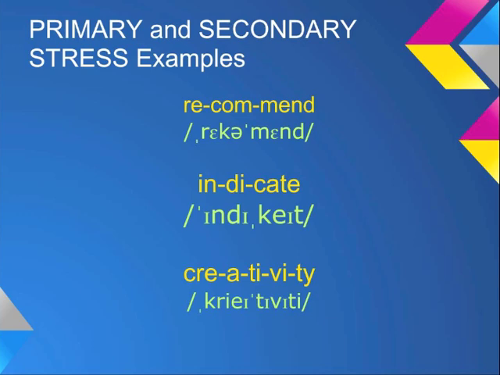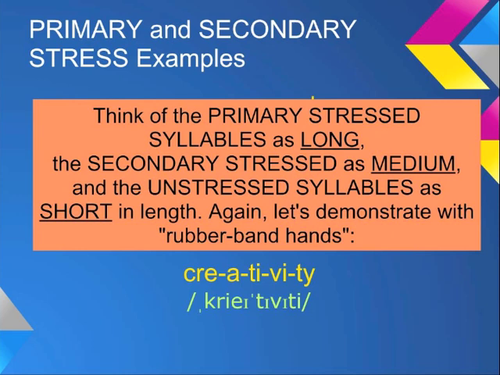Here on the screen we have 3 words. Each word uses primary, of course, and secondary stress. Now we are going to indicate these 3 words with the rubber band hands technique. But first, let's think of these in a different way. As we stated earlier, primary stress syllables we now need to think of as long sounds. But since we also have secondary stress, we need to think of these as medium. And the unstressed syllable, again, we will think of as short. So now let's watch as I use the rubber band hands technique with these 3 words to demonstrate their pronunciation.